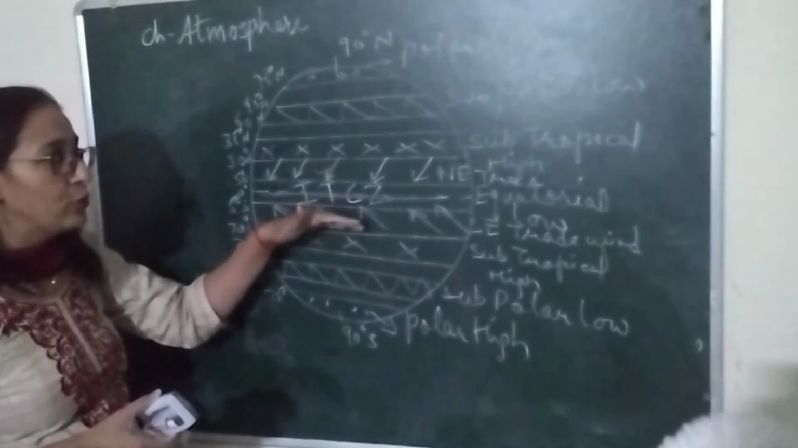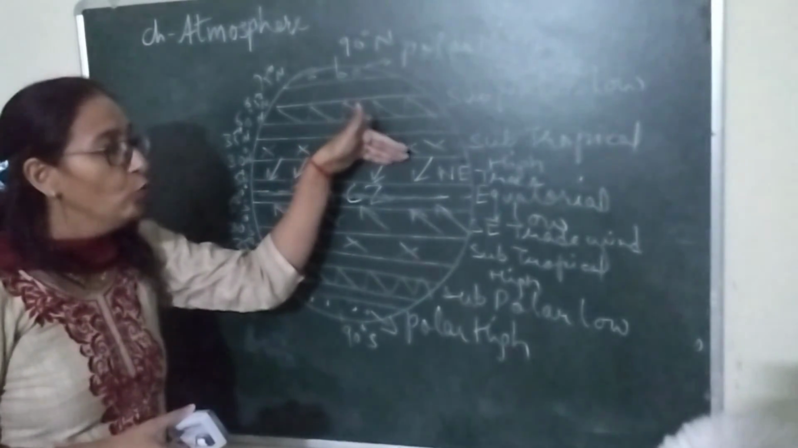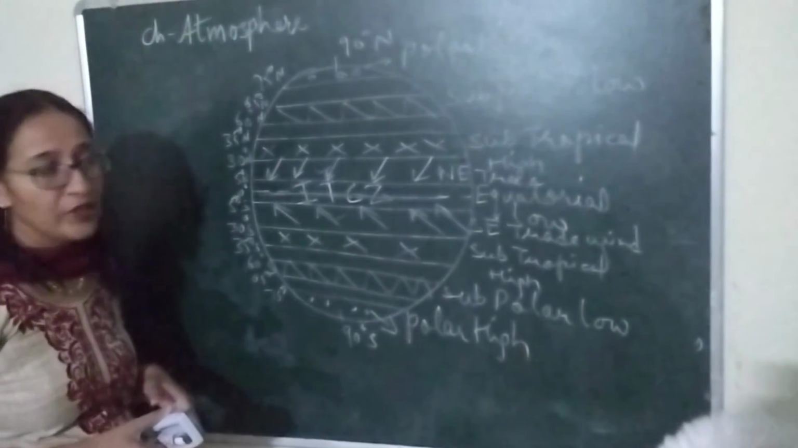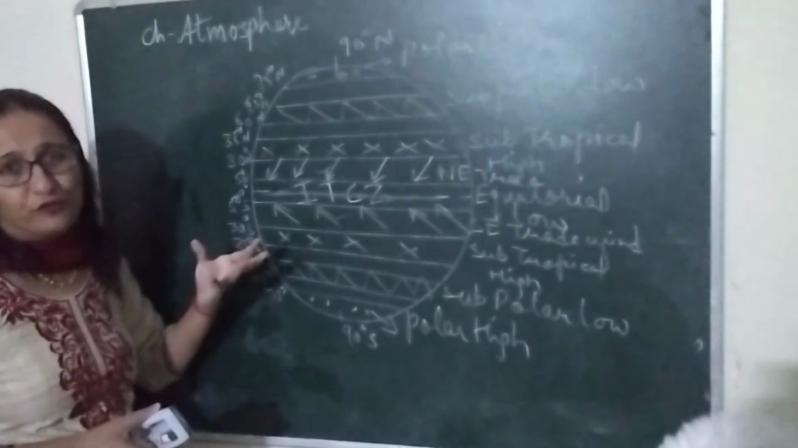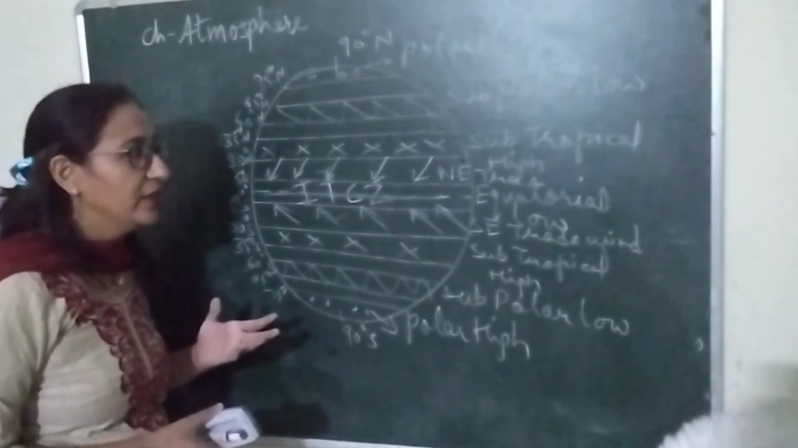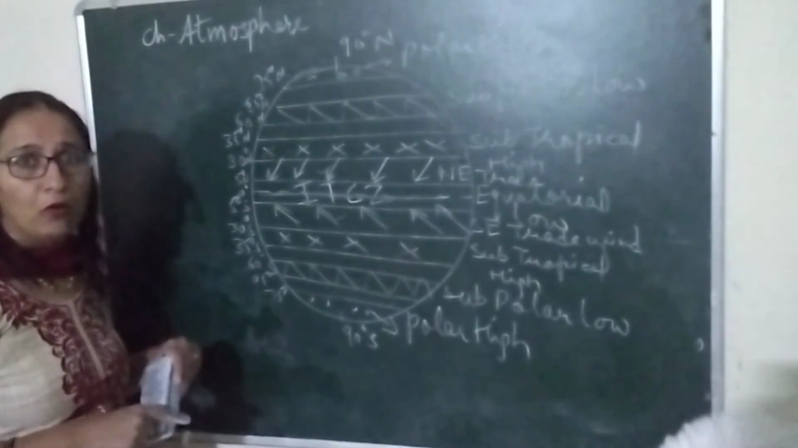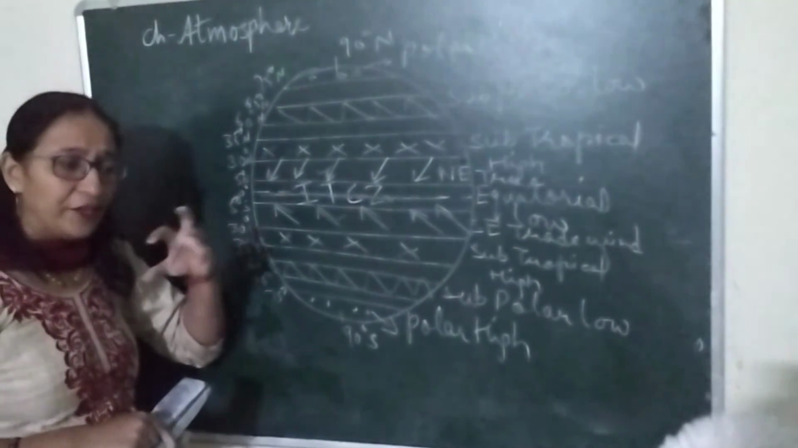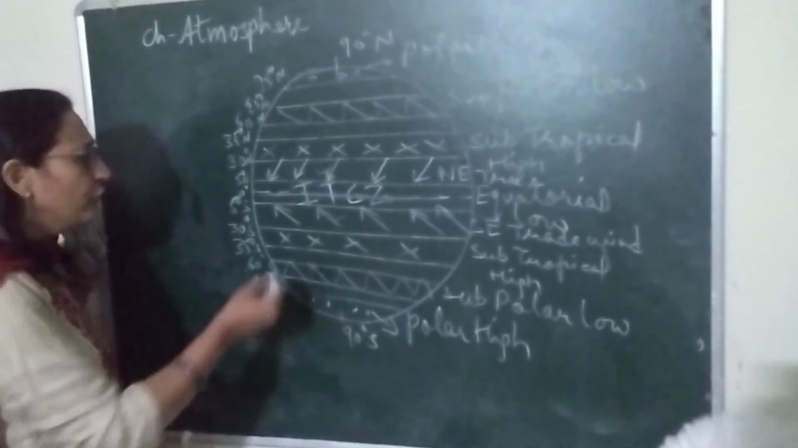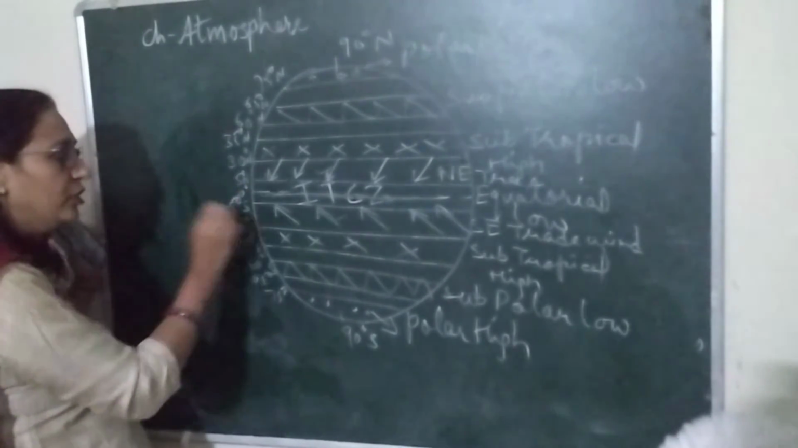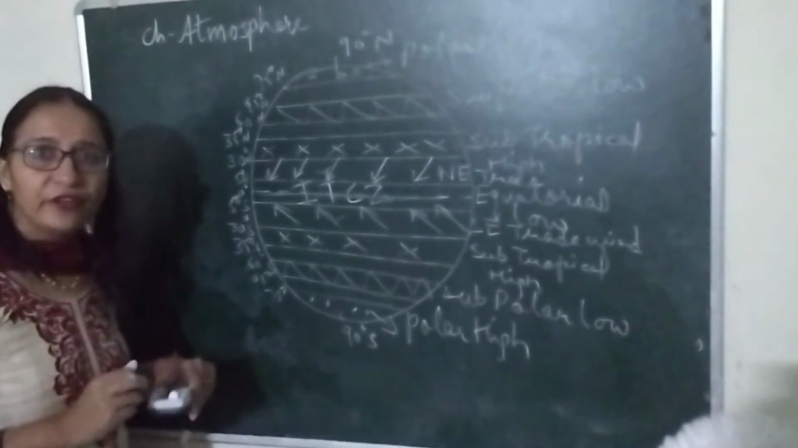So these trade winds blow from the subtropical high pressure belt to the equatorial low pressure belt, meaning from cooler areas to the warmer areas. These winds are comparatively dry and the speed, the velocity, of these winds is less. These winds blow in the latitude region from 30 degree north to 30 degree south in the tropical region. So this is about the trade wind.